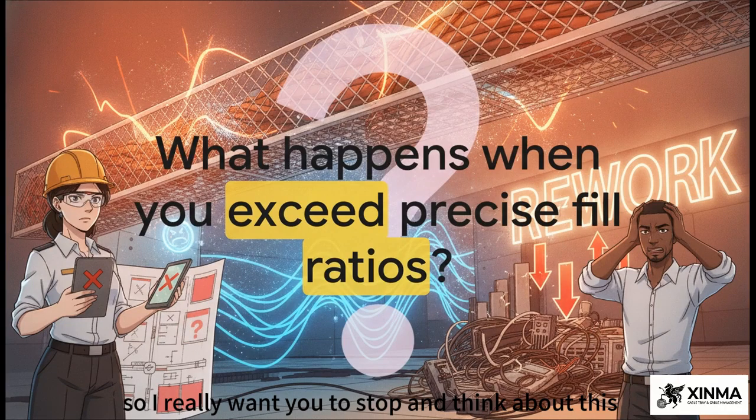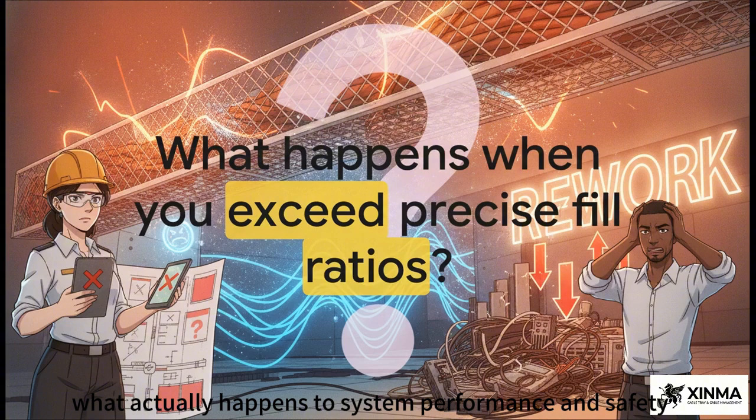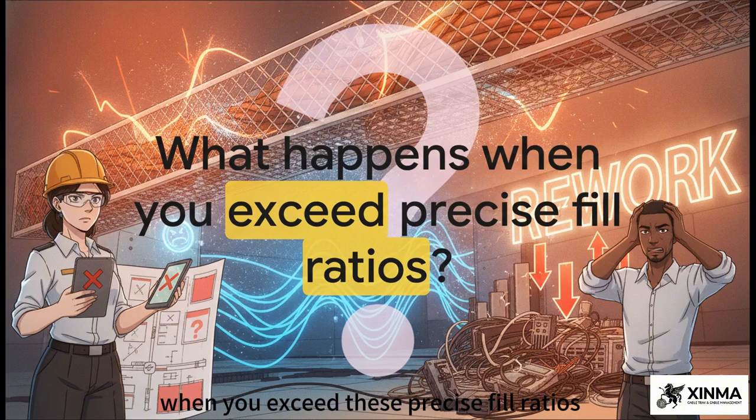So I really want you to stop and think about this for a second. What actually happens to system performance and safety when you exceed these precise fill ratios? Well, I'll tell you what happens. Cascading failures. You get intense thermal buildup, signal interference in your data lines, and immediate code violations from the inspectors. And boom, that triggers those massive rework statistics we talked about earlier. Ignoring these fill ratios is basically a guaranteed VIP ticket to the 50% rework club.